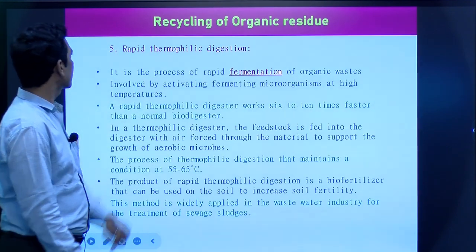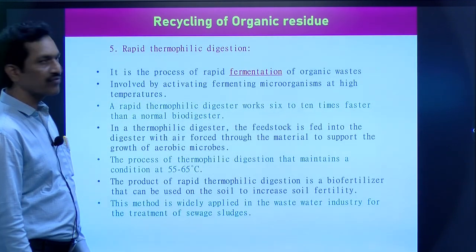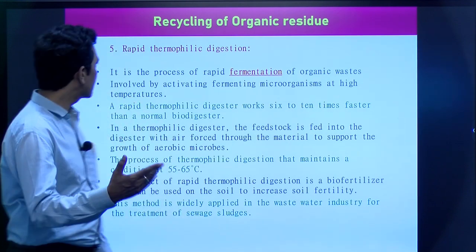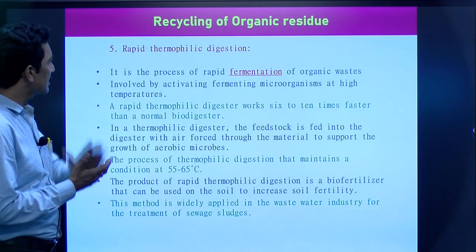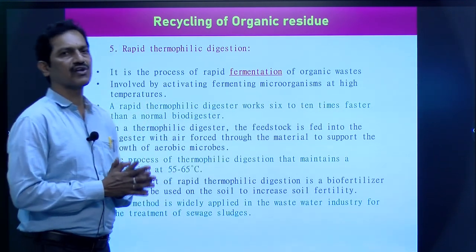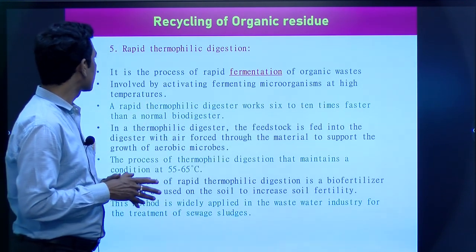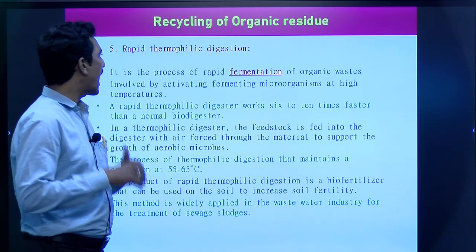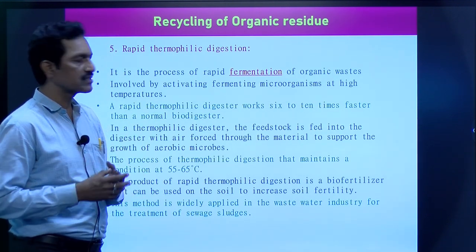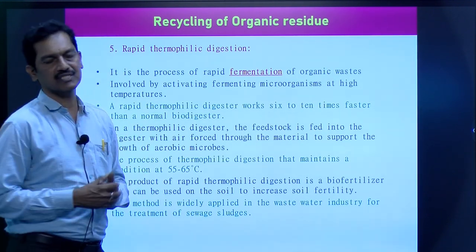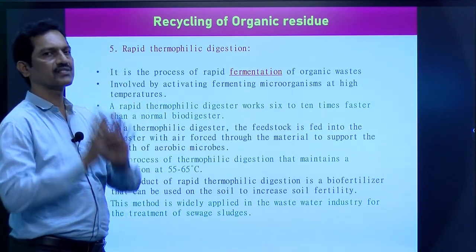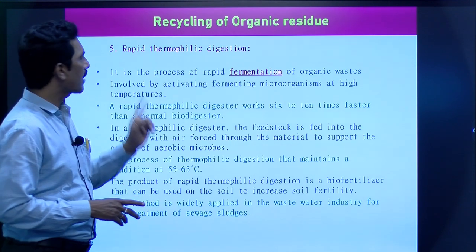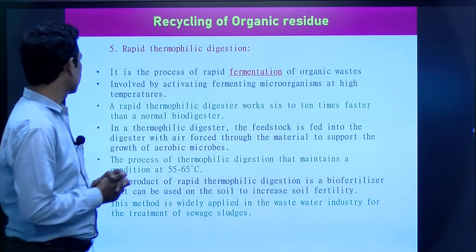Next, move to the fifth, rapid thermophilic digestion. This is the fifth method of recycling of organic residue, and this is nothing but a rapid fermentation of organic waste. It involves activating the fermenting microorganisms at high temperatures. Fermentation in the presence of high temperatures is called rapid thermophilic digestion.